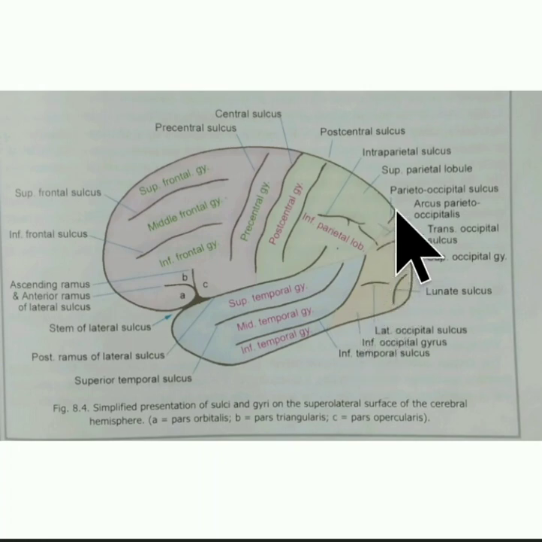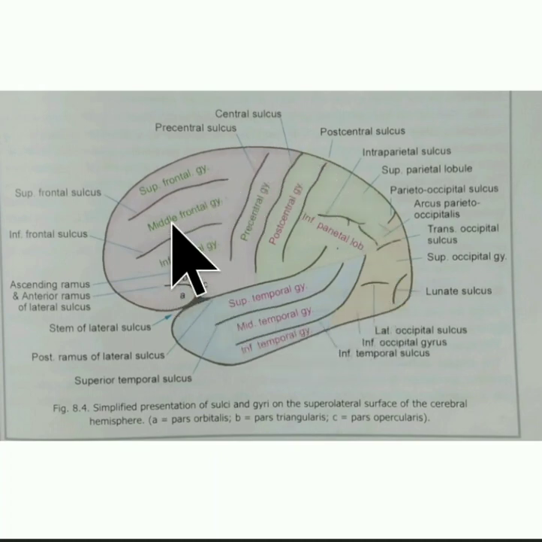The first imaginary line connects the parieto-occipital sulcus to the pre-occipital notch. A second imaginary line connects the posterior ramus of the lateral sulcus to the first imaginary line, and together they divide the surface of the cerebral hemisphere into four lobes.